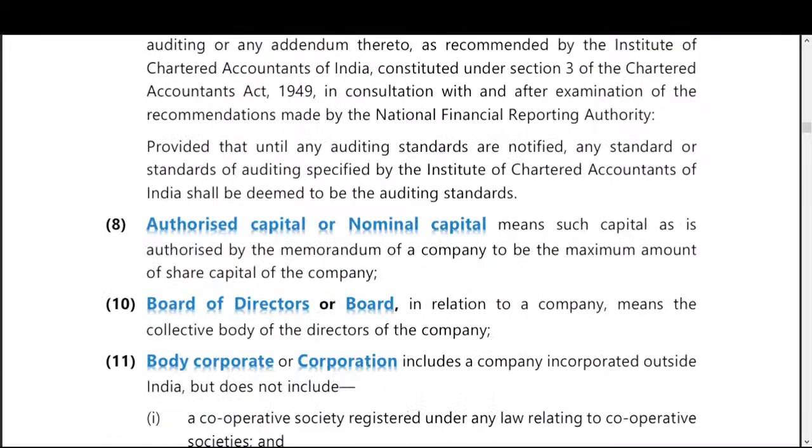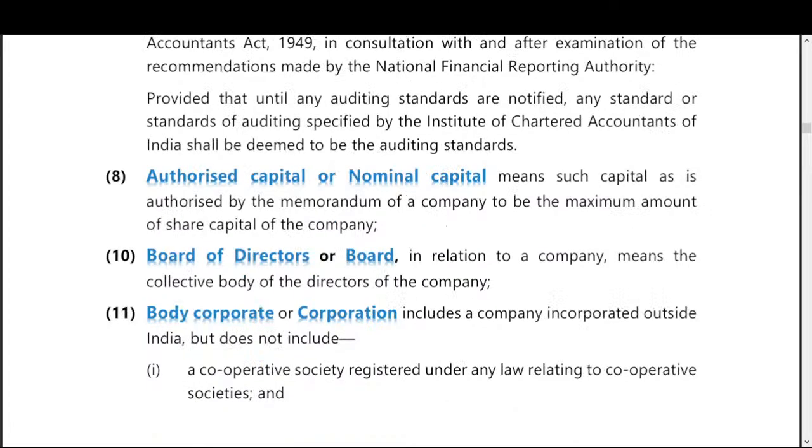Eight. Authorized capital or nominal capital means such capital as is authorized by the memorandum of a company to be the maximum amount of share capital of the company. Read it. Authorized capital or nominal capital means such capital as is authorized by the memorandum of a company to be the maximum amount of share capital of the company. Okay, tenth, board of directors or board, in relation to a company, means the collective body of the directors of the company.